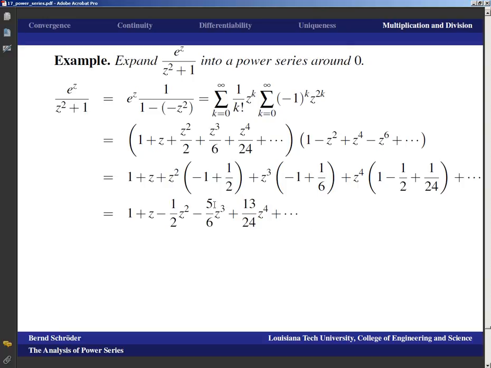Typically, it is extremely hard, if not impossible, I think typically impossible, to really find a pattern in these coefficients. So typically people are looking for the first couple of coefficients in these homework problems.